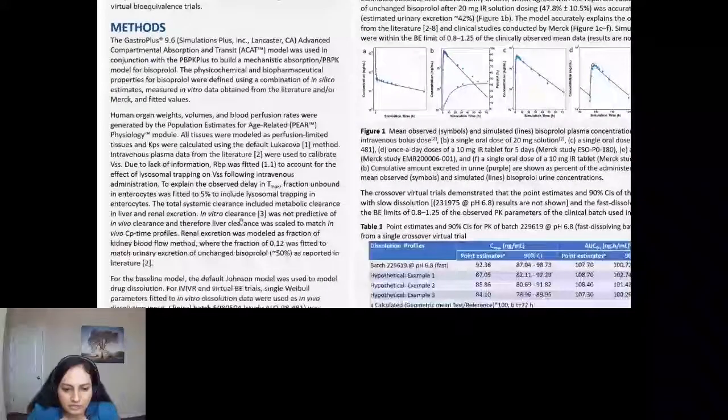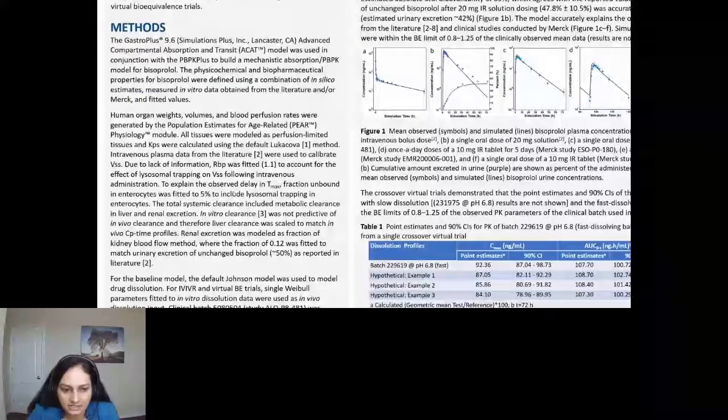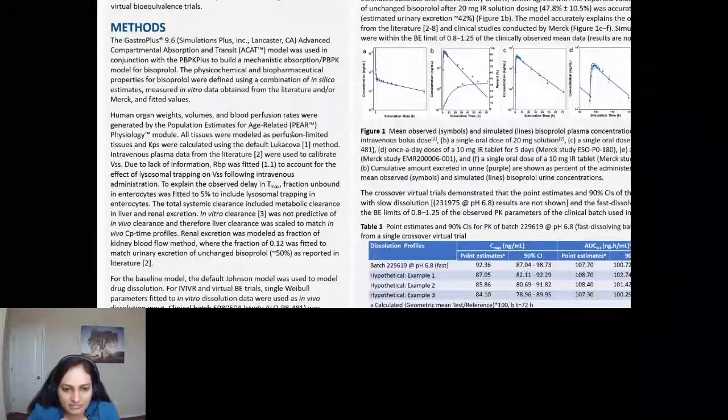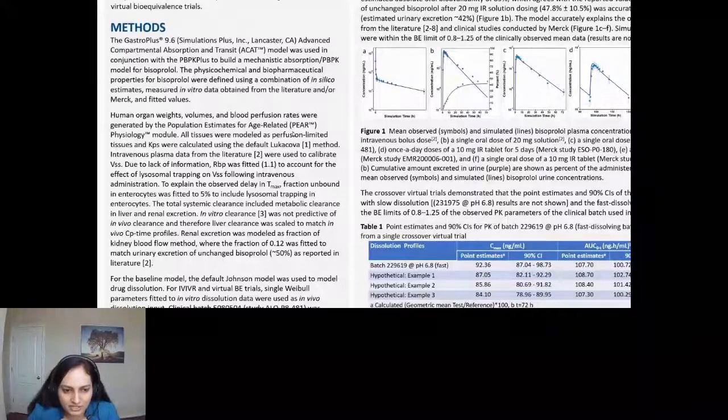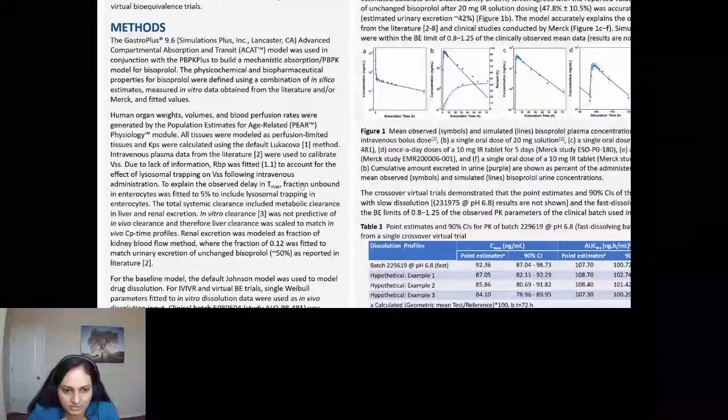In order to build the underlying PK model, we mostly relied on the literature data. And for the literature data, we used PEAR physiology in order to create the population. So we gathered the information on the mean age, mean body weight, and the race of the subjects, and we created that population from the information in the literature.